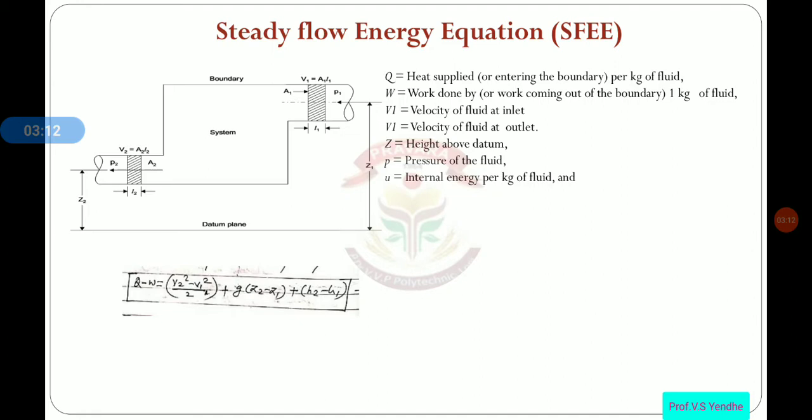V1 is the velocity of the fluid at the inlet. V2 is the velocity of the fluid at the outlet. g is the acceleration due to gravity. Z1 is the height of the inlet from the datum. Z2 is the height of the outlet from the datum. H1 is the enthalpy of the fluid or the steam at the inlet. H2 is the enthalpy at the outlet. So we have seen all the notations of the steady flow energy equation.